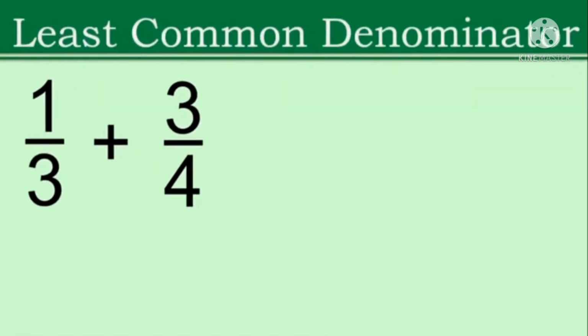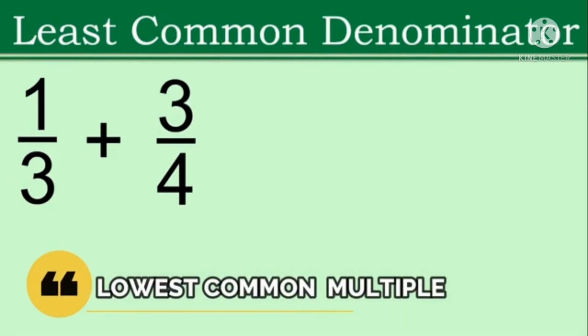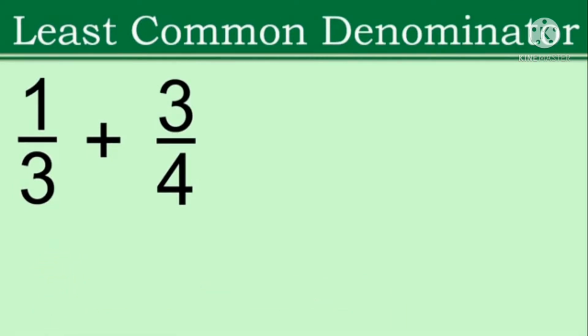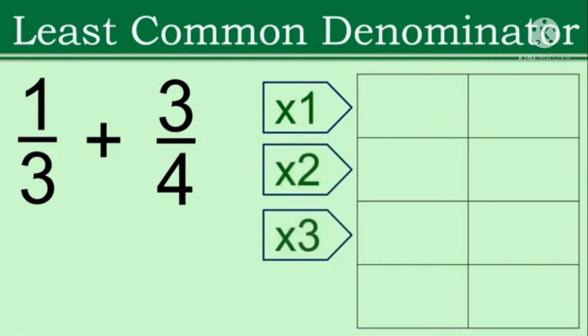First is, we will be listing the multiples of each denominator and identify the lowest common multiple. Now what I'm saying is, we will be starting with creating this table. We will be listing down all the multiples. Again, we will be listing the multiples of each denominator. So here in the first row, that will be times 1, times 2, times 3, times 4. Here, our first column will be for number 3, which is the first denominator, and our second column will be for number 4, that's the second denominator.